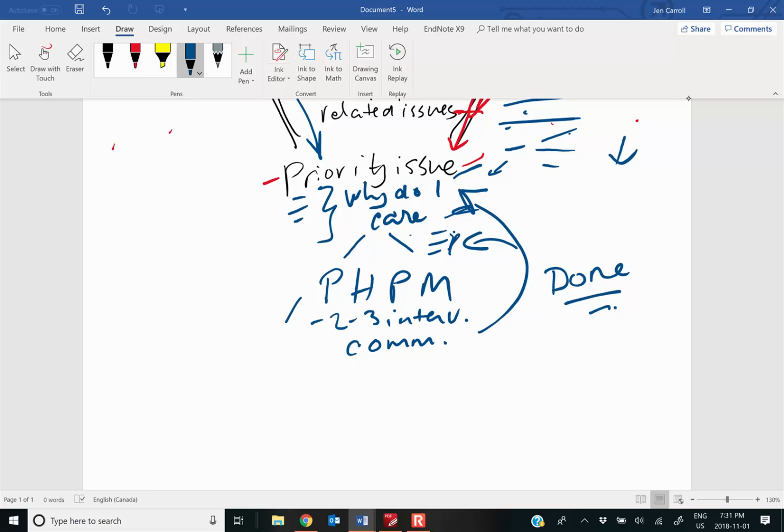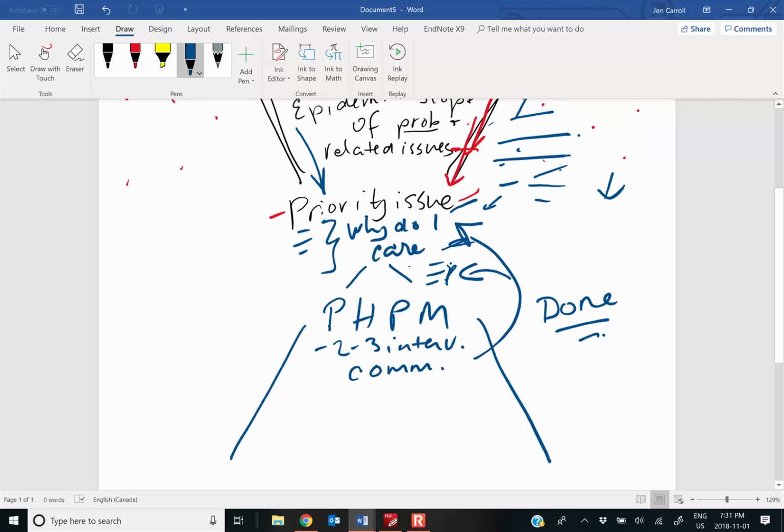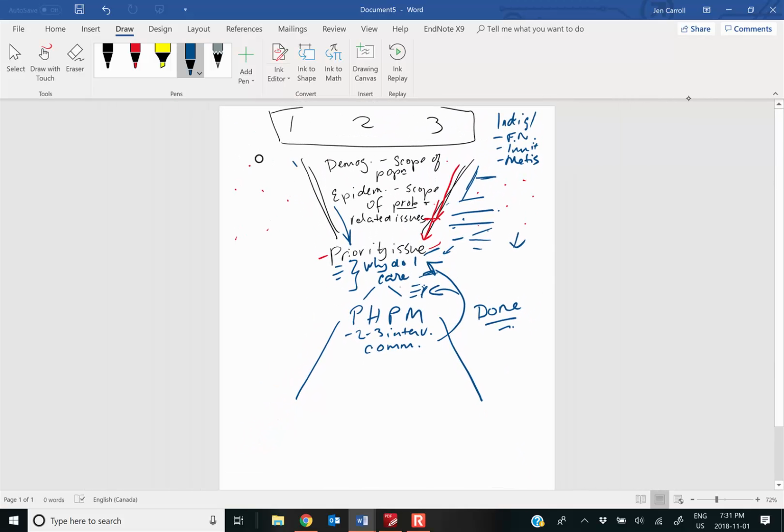So that's that part of your paper. As you can see here, you're kind of narrowing here, but now you're expanding a little bit. You're telling me why I care about this priority issue, but you're giving me 2 to 3 interventions using this model as a framework to describe that so that we can see briefly what levels these interventions are focused on.